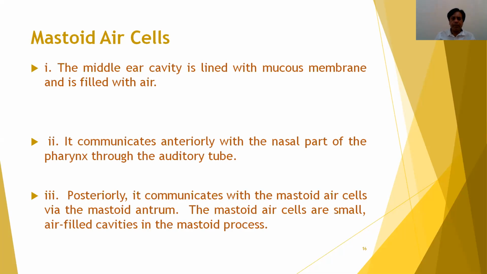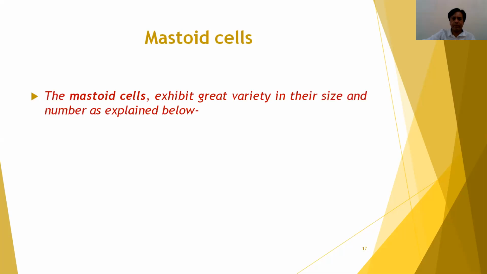And posteriorly, it communicates with the mastoid air cells via the mastoid antrum. The mastoid air cells are small air-filled cavities in the mastoid process. The mastoid cells exhibit great variety in their size and number as explained below. They may be well pneumatized, diploic, or sclerotic.